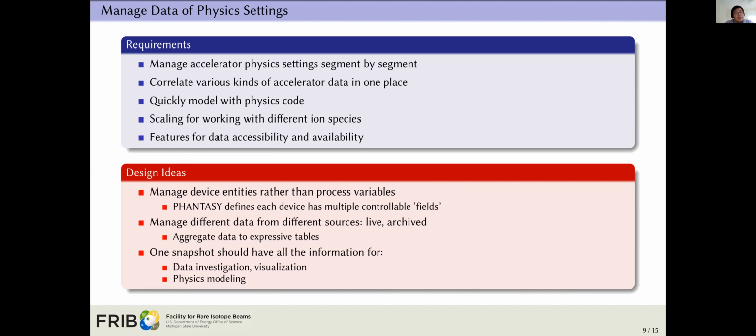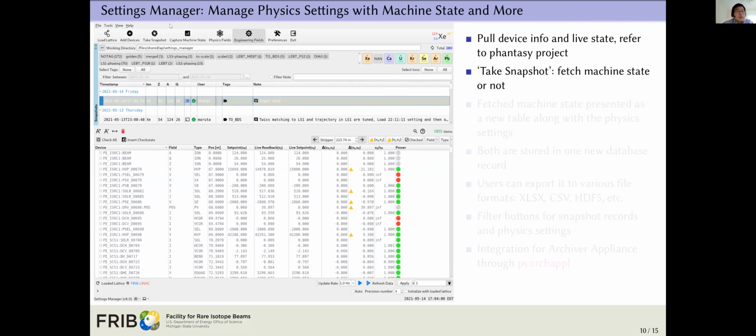Another side is how to maintain the tuning settings. Basically, we asked ourselves how to maintain it easily, segment by segment, as we are progressing to the new segment, how to correlate different kinds of data sources in one place, and how to make them easy to access and easy for the model interface. So based on this layer, the object-oriented layer, we can quickly build all this stuff in one application. This is the one that we built, the so-called settings manager.